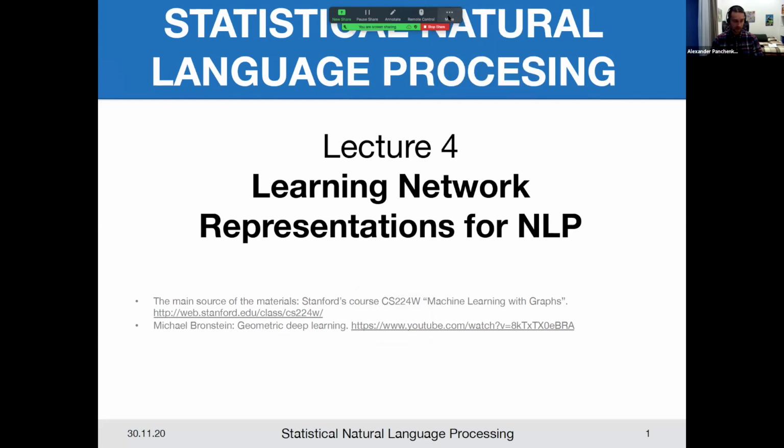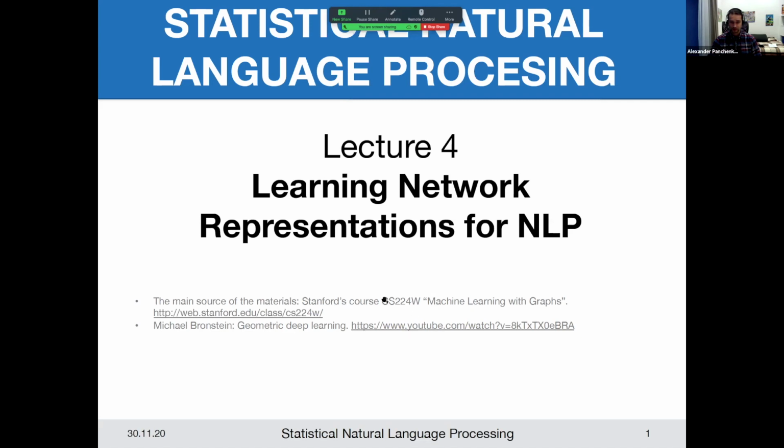All right. So today we will speak about other further applications of graphs in NLP. In particular, we'll speak about various technologies which allow you to learn representations of nodes in some linguistic graphs.